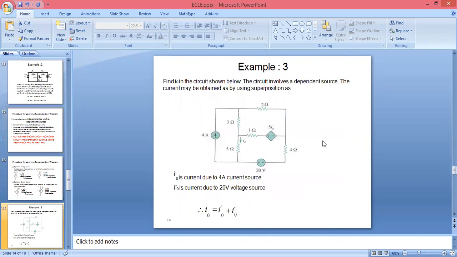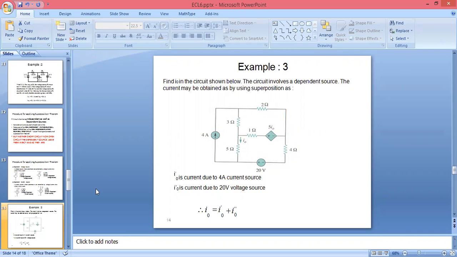Again, we will see one example. What we have to do? Find the value of I_O, the output current, in the circuit shown below. The circuit involves a dependent source, so we have to consider it as it is. The current may be obtained by using superposition. It means we have to calculate the value of the output current by using the superposition theorem.